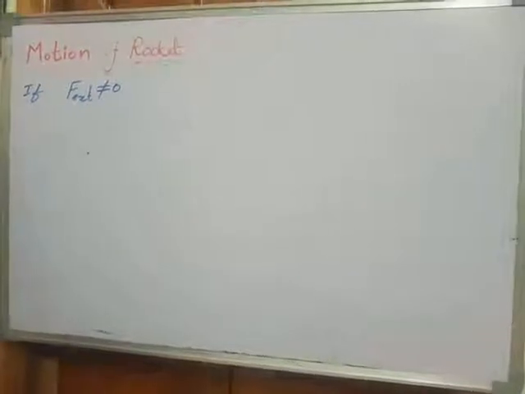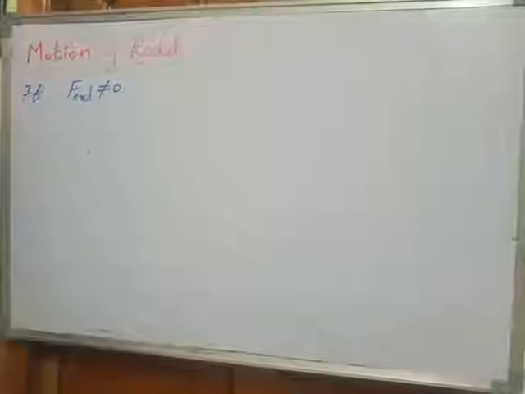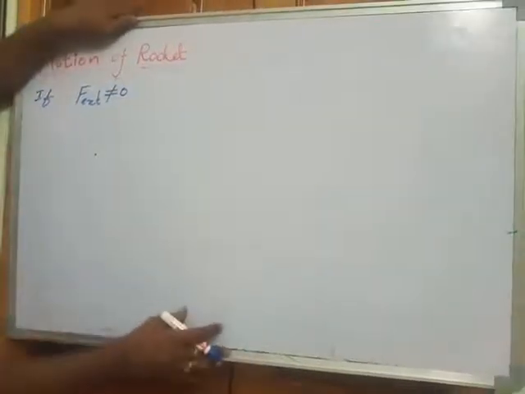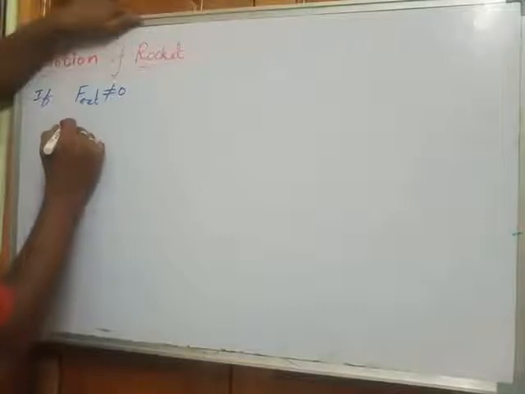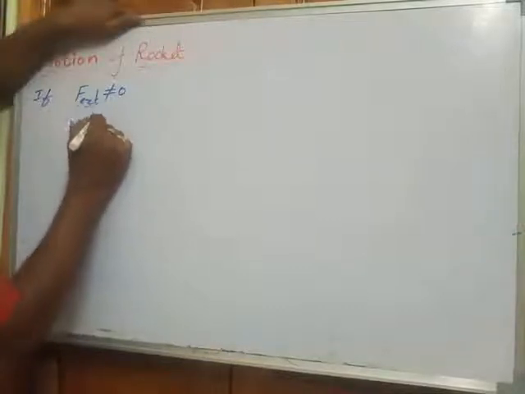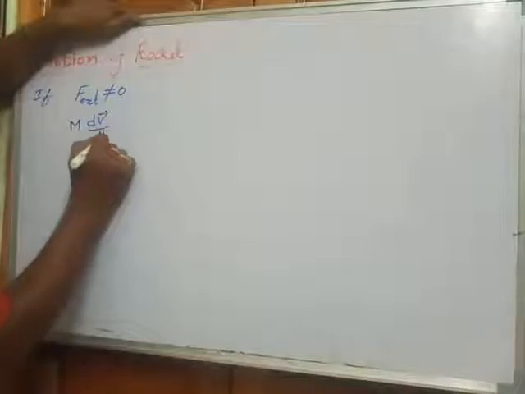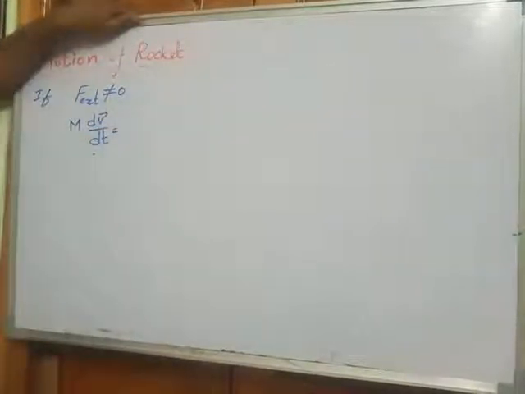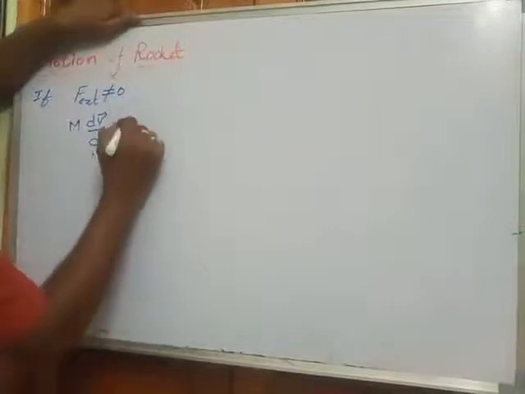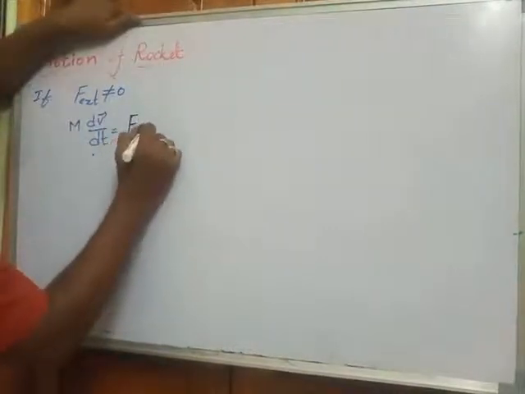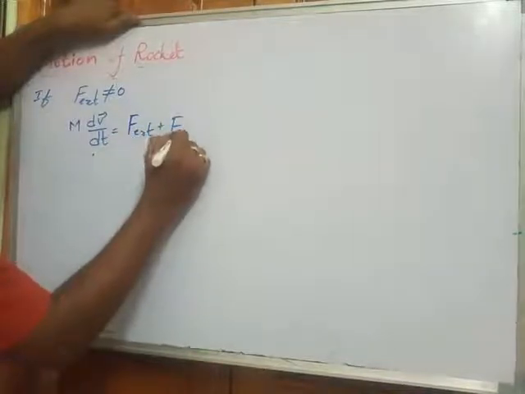Right. Now the case is that an external force is acting on the rocket. That means F external is not equal to 0. Let us see what happens in this case. If an external force is acting on the rocket, already we know that m dv bar by dt equals the instantaneous force acting on the rocket, which equals F external plus F reaction force.